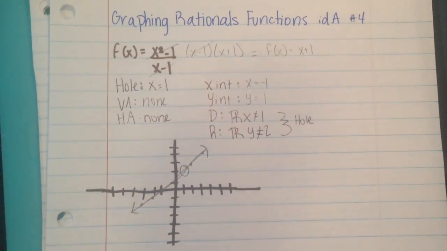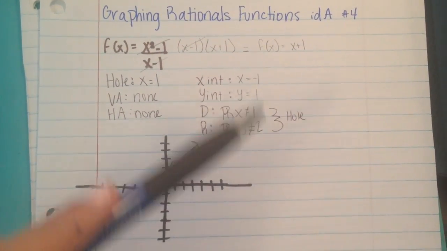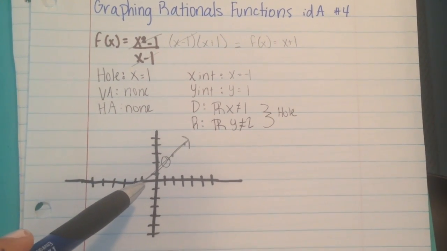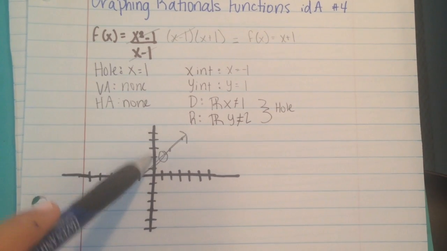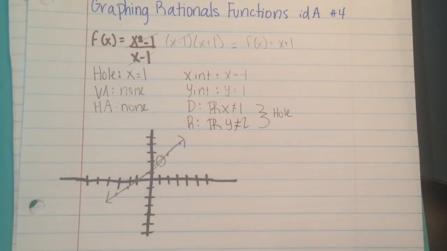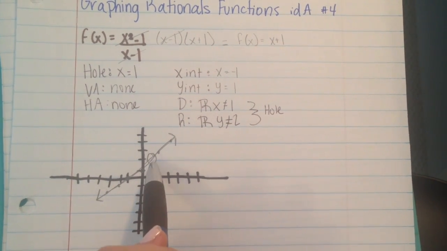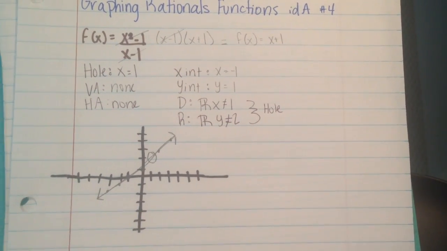And then when you plug in the numbers and plot the points, you get the x-intercept at x equals negative 1, and the y-intercept at y equals 1. And then your hole is at x equals 1, and then y would be 2.